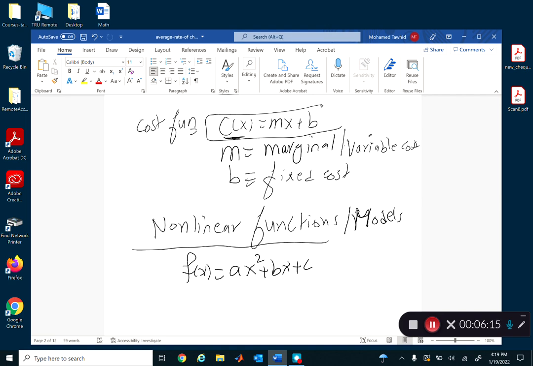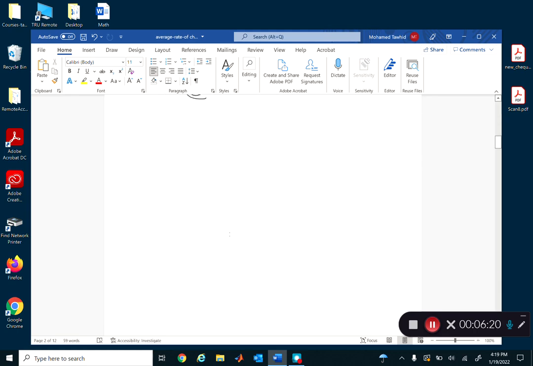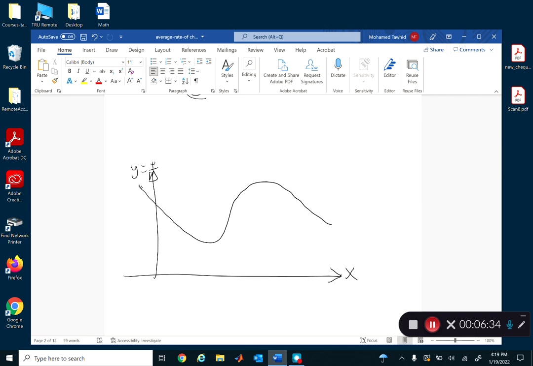So the question here is how to measure the change of your f. For example, if I give you f of x as a graph, a graph like this. That is your x here, and that is your y, or your f. So this is the graph of your f, that is your x-axis, that is your y. Remember, your y equals f of x, right? It's a function. So now I need to measure the change of your f.